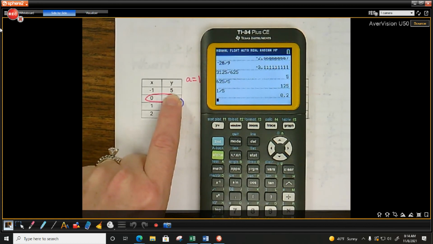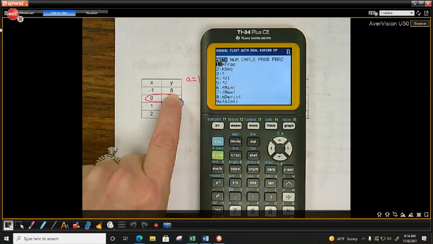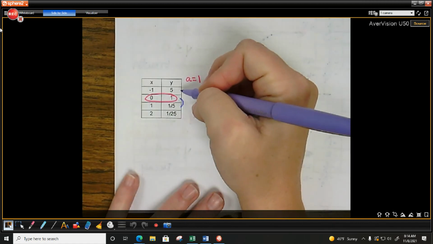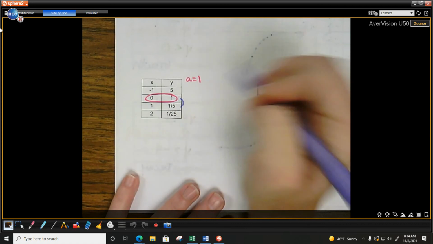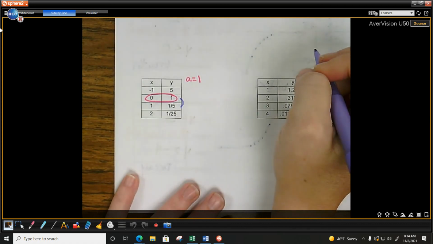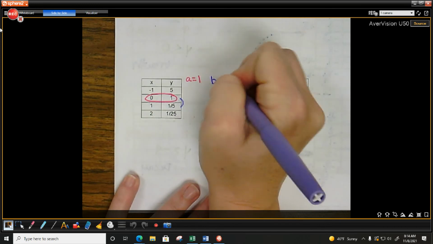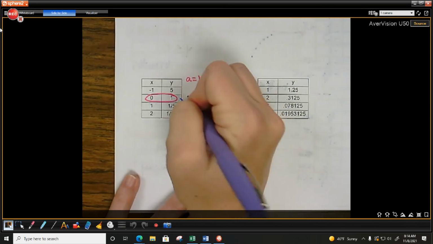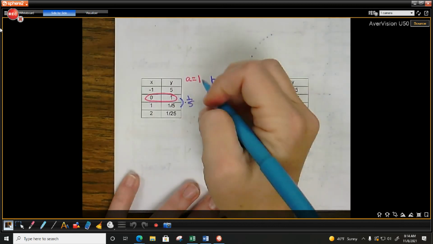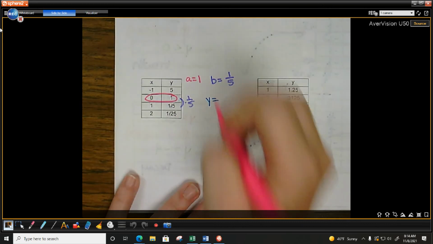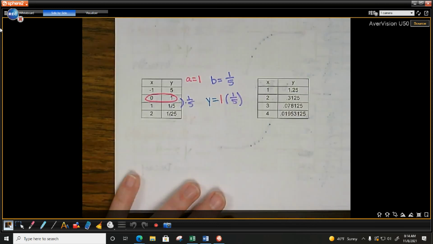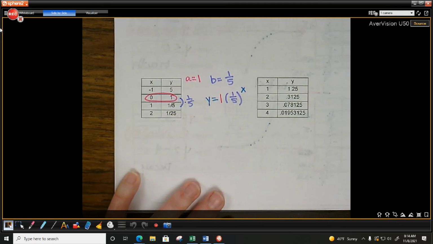Because somebody said 5, so my guess is y'all noticed we were dividing by 5. Dividing by 5 is the same as multiplying by 1/5. So my B is 1/5. So my equation is y equals 1 times 1/5 to the x power. Now guys, do you need a coefficient of 1? No. So I'm just going to rewrite this as y equals 1/5 to the x power.